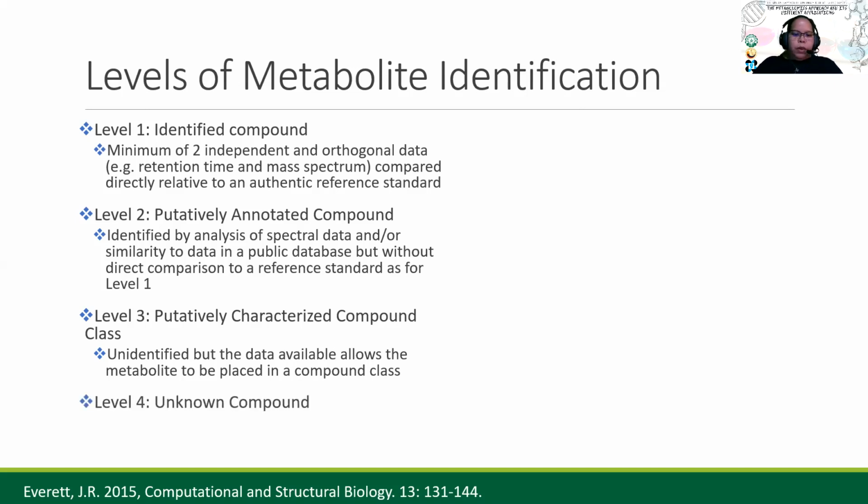And of course, level 4. From the many data that you generate in metabolomics, there will always be bound to be some features that you will not be able to identify, and they can be differentiating, but they cannot be identified, so they are level 4 classified, or they are unknown compounds.